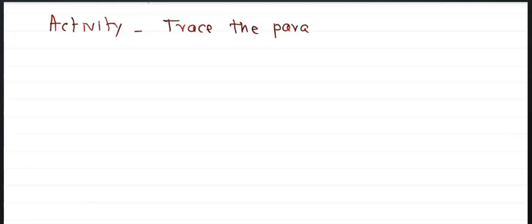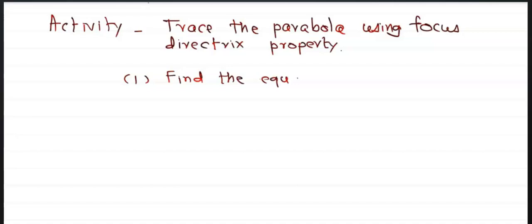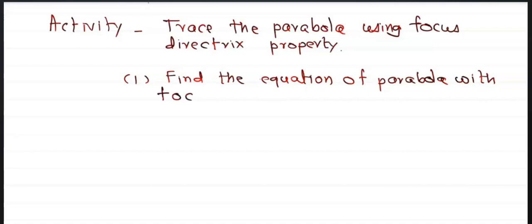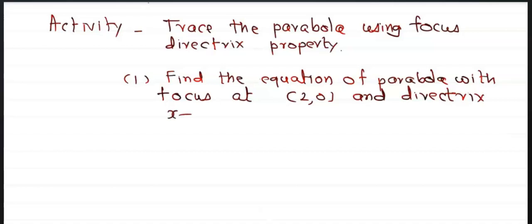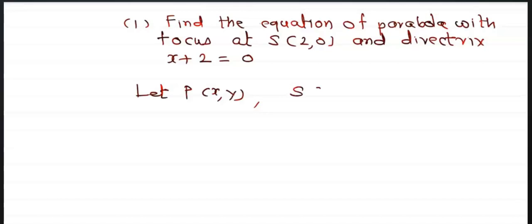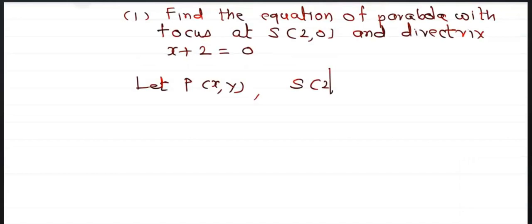Now see this activity. Trace the parabola using focus directrix property. Find the equation of the parabola with focus at (2, 0) and the directrix x plus 2 is equal to 0. Now P is any point on the parabola, S is at (2, 0), this is the focus, SP is equal to PM.